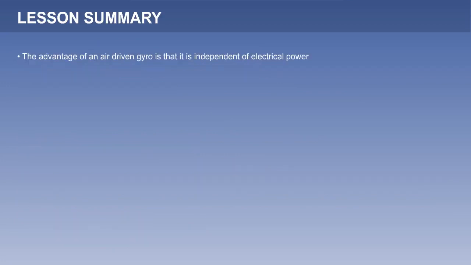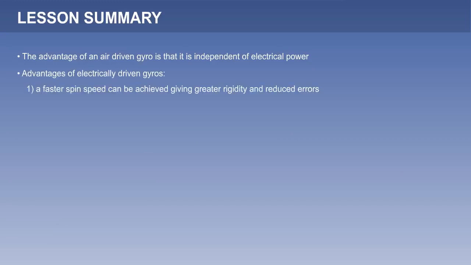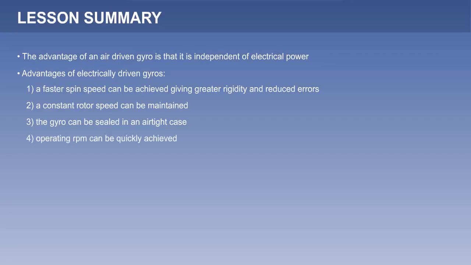The advantage of an air-driven gyro is that it is independent of electrical power. The advantages of electrically driven gyros are that a faster spin speed can be achieved, giving greater rigidity and reduced errors. A constant rotor speed can be maintained. The gyro can be sealed in an airtight case, and operating RPM can be quickly achieved.